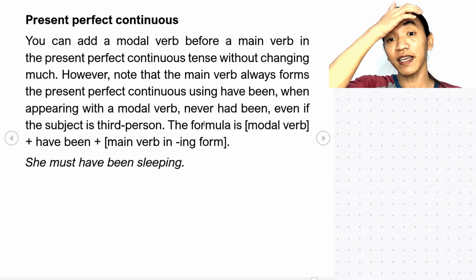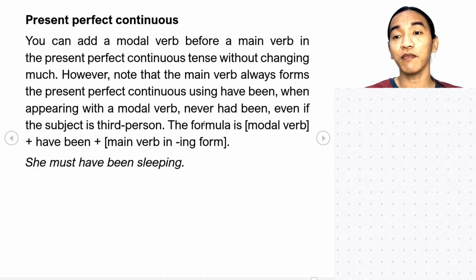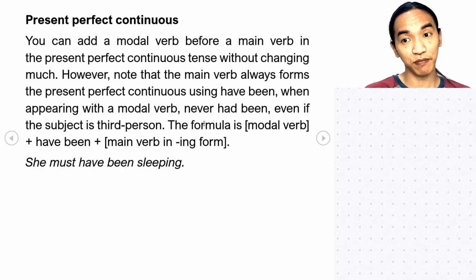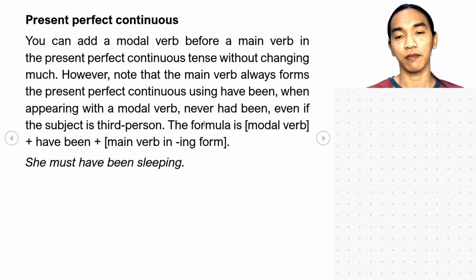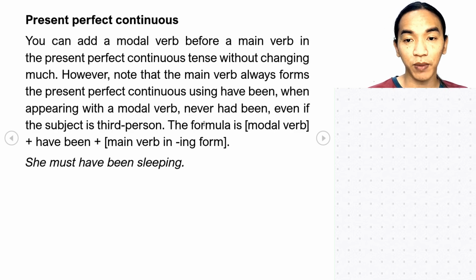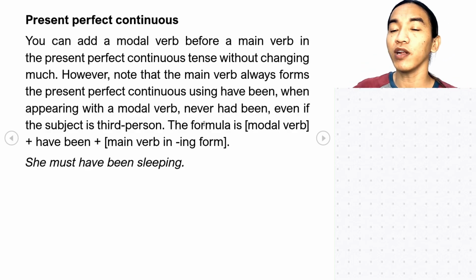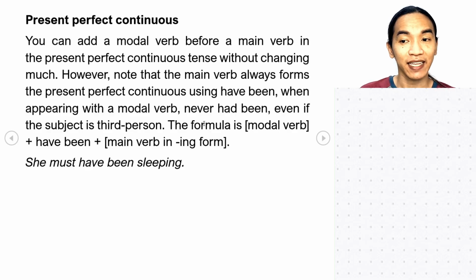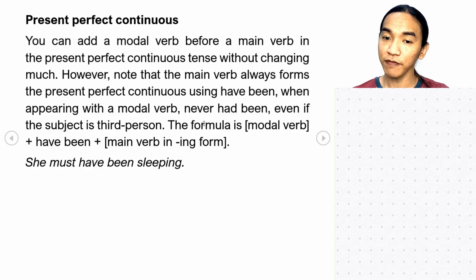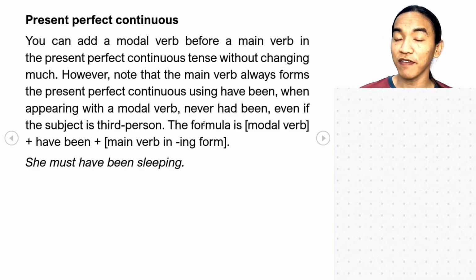Okay, so present perfect continuous: you can add a modal verb before a main verb in the present perfect continuous tense without changing much. However, note that the main verb always forms the present perfect continuous using have been when appearing with a modal verb, never had been, even if the subject is third person. Now, the structure is modal verb plus have been plus main verb in ing. Example, she must have been sleeping. Why is that so?